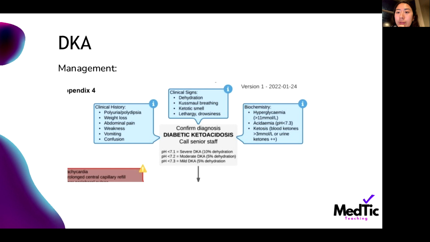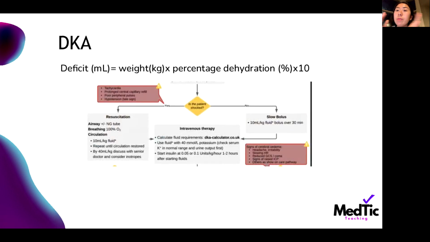And the reason why this is relevant is so you know how to calculate their deficit fluids. But before that, like in this question here, you need to figure out, is this patient shocked? So things like tachycardia, prolonged cap refill time, poor peripheral pulses, and hypotension as well. All those things are going to make you think, right, this patient is in shock, and you should give resuscitation fluids at a rate of 10 mLs per kilo until their blood pressure is restored and they don't seem shocked anymore.